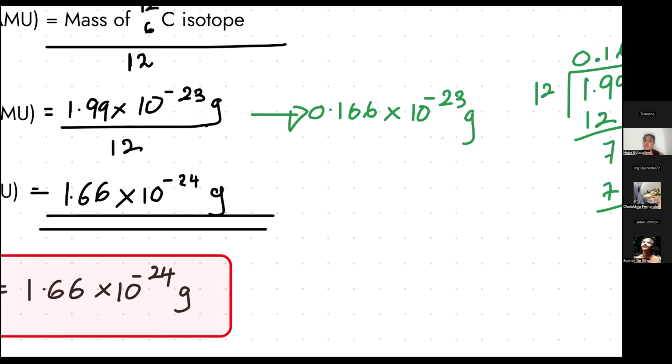10 to the power minus 23 means the decimal place has to go 23 places forward. That's what 10 to the power minus 23 means, right? Is that clear to all of you? Tanuj, is it clear?